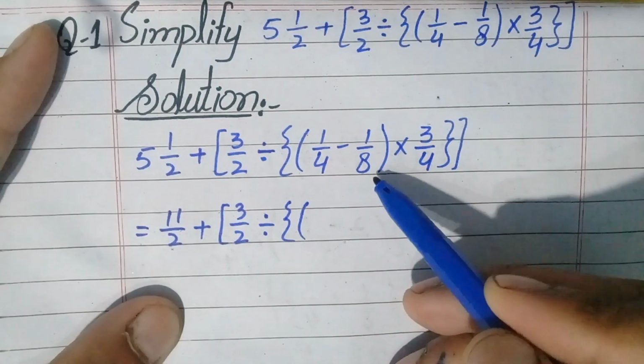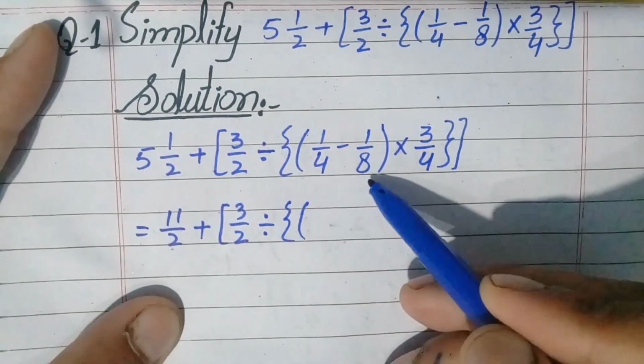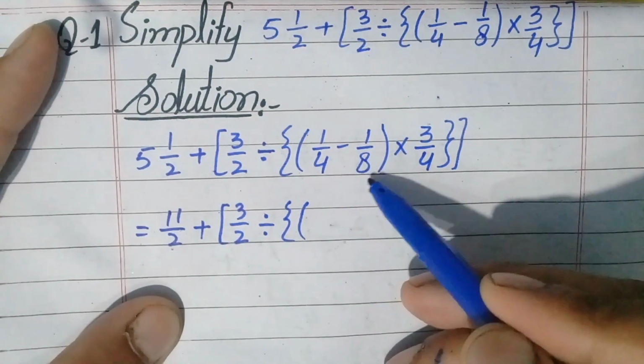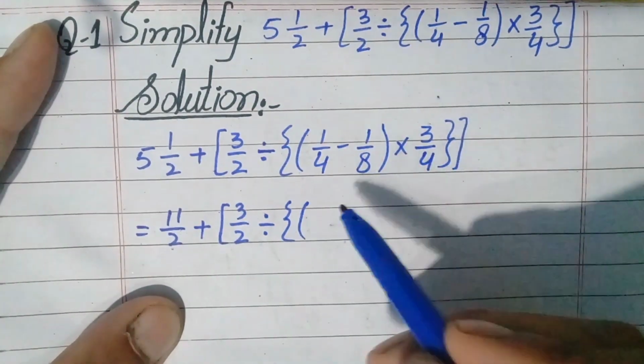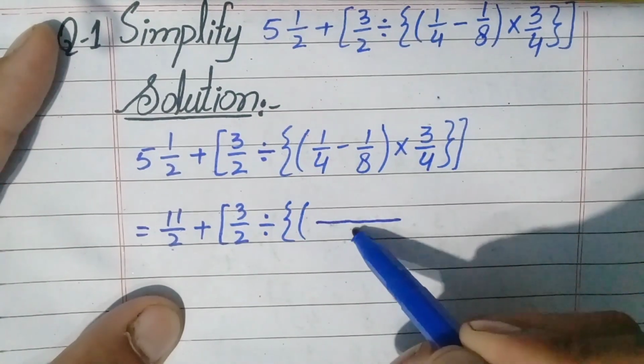Also remember this trick: here 8 is a multiple of 4. 8 comes in the table of 4, so their LCM will always be 8. You can check it in the rough work. So here the LCM of 4 and 8 is 8.